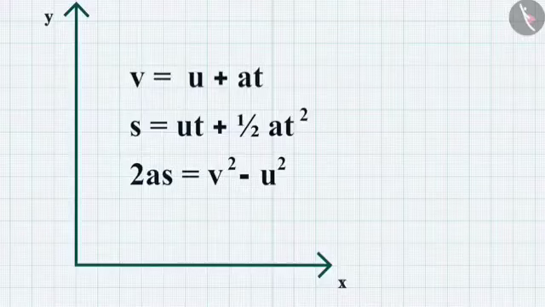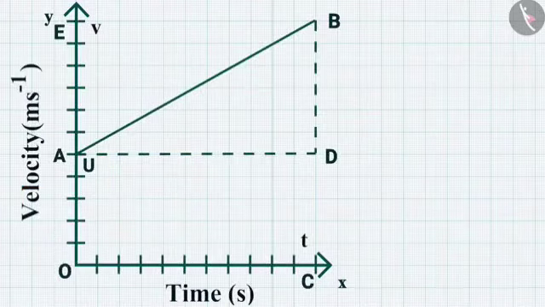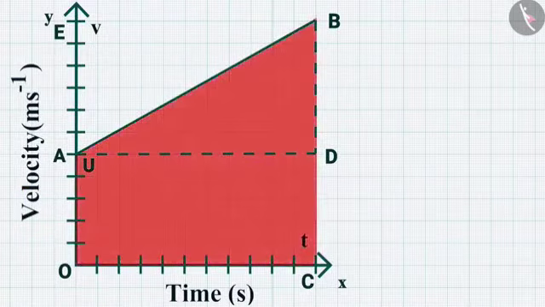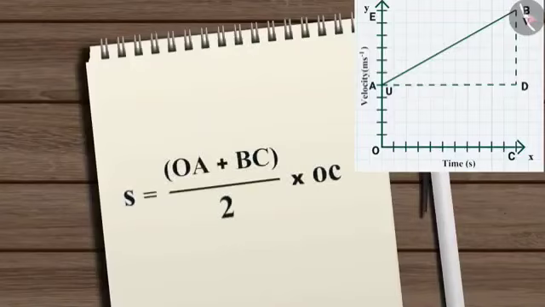Now let's move to the third equation, the equation for position-velocity relation. In the previous equation for velocity-time relation, we saw distance s is equal to area of the trapezium OABC. Now, by applying the formula for the area of trapezium, we get S is equal to (OA plus BC) upon 2 multiplied by OC.